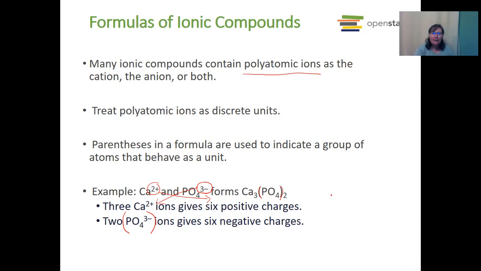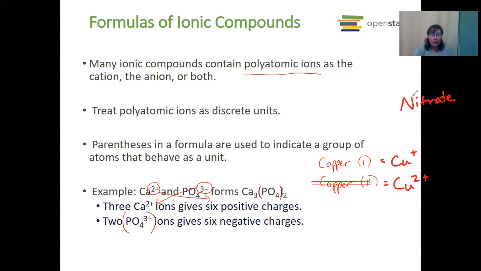If we look at our ion list, remember that we had 2 different possibilities for copper. We had copper 1 and we had copper 2. Copper 1 is Cu with a 1+ charge, and copper 2 is Cu with a 2+ charge. Now let's combine these with nitrate.